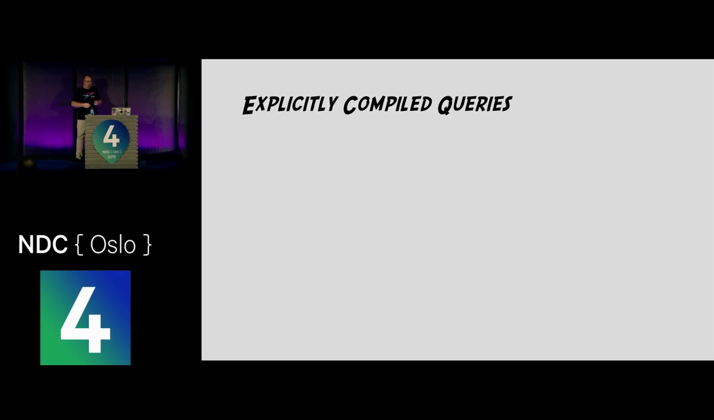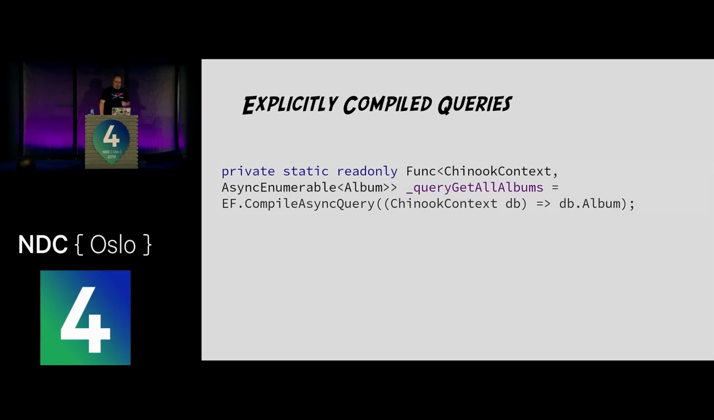So explicitly compiled queries help out. And how we build these is we put these in the DB context. This example is a private static readonly function. I give it a name of _queryGetAllAlbums. What this is going to do is just get all the albums from the Chinook database that we are working with. And you can see that it's asynchronous. We're using the IAsyncEnumerable of type Album.